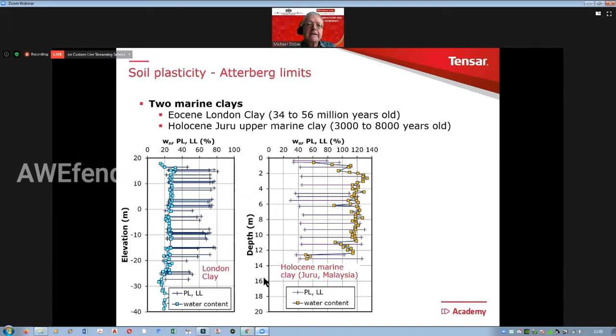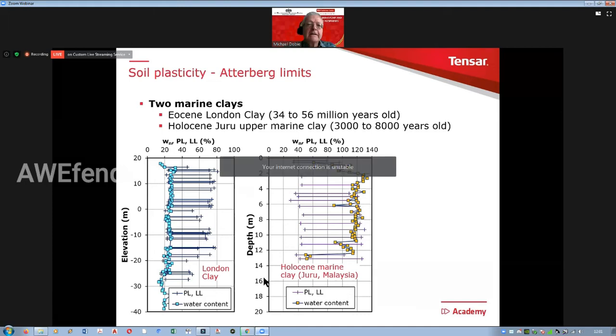So these are clearly two clays that are going to behave very differently, but they are both marine clays. London clay is extremely old and has a lot of stress history, whereas the Holocene Jura marine clay is very young and the stress history is simple.